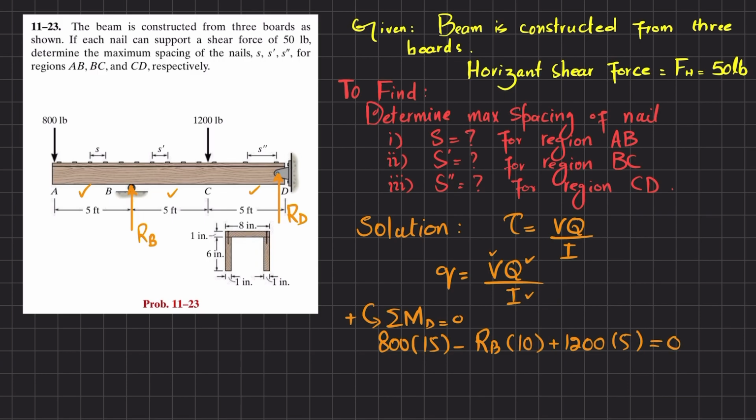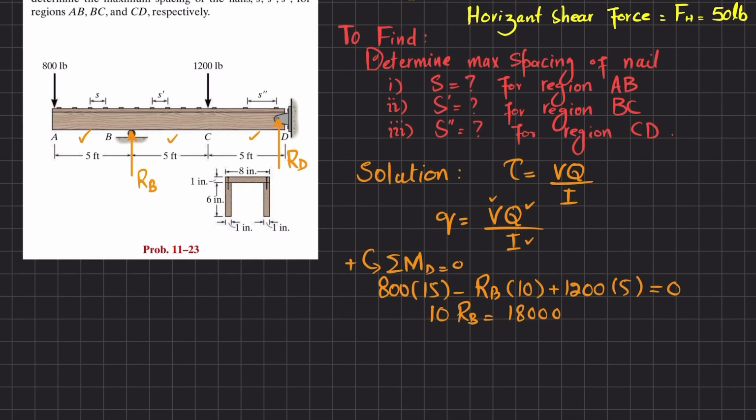So we will get 10 RB equal to 18,000. Clear? So from here you will get RB equal to 1800 pounds.